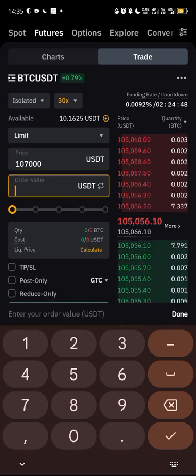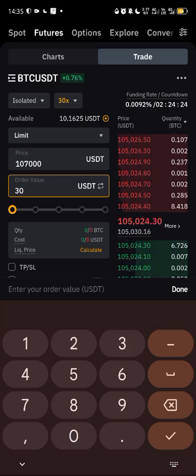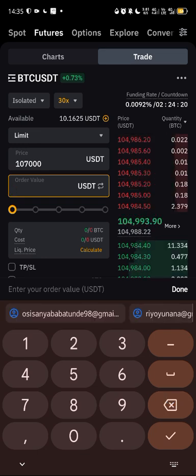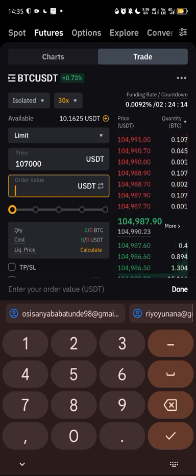Now the next one, which is order value, has to do with how much you want to use to stake that movement. They call it margin. How much do you want to risk for that particular trade, for that single order? Now I'm using 30x, right? That means for every 30 I input here, that is $1. But because BTC is a huge amount of money, that's why it's not showing. So let's say I want to use the whole $10. That means I'll be using 300.